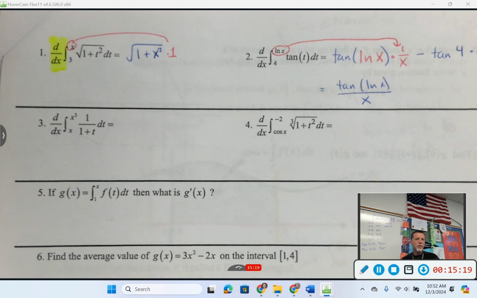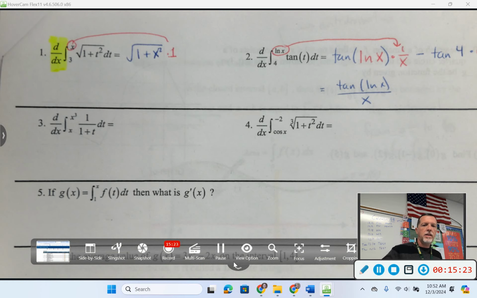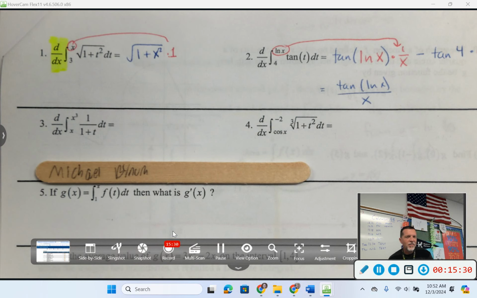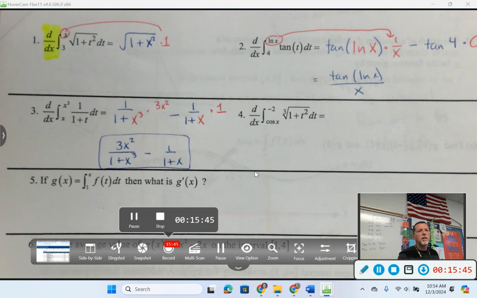What's going to make number 3 a little bit different? Michael, what makes 3 different than 1 and 2? Because it's like x cubed. Okay. There's an x on the bottom, so there's 2. Yes, so you will definitely have to plug in the top chain rule minus plug in the bottom chain rule. So why don't you guys try number 3? Plug in the top minus plug in the bottom. Don't forget the chain rule.